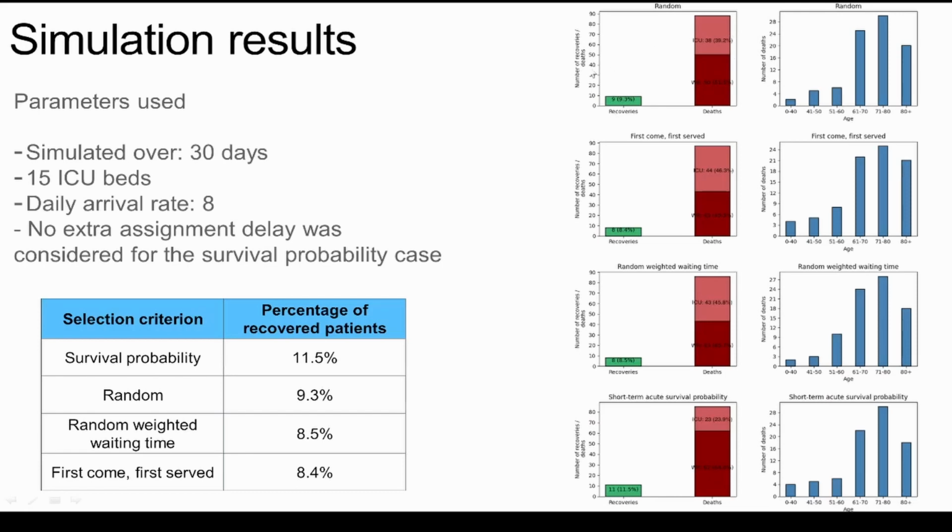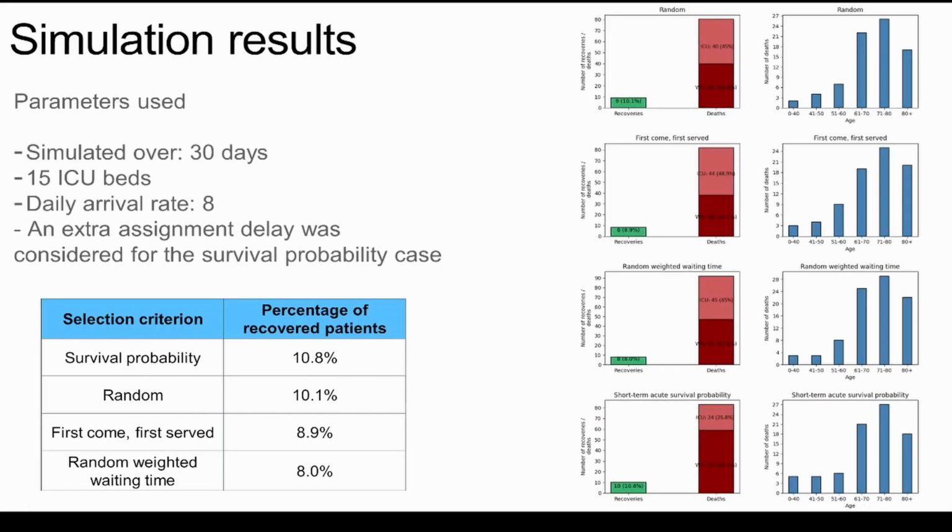In this first simulation, we have an arrival rate of 8 patients per day, and we do not consider any kind of extra time that the physician might need for assessing the survival probability of each patient before assigning them to an ICU bed. As we can see in the figure and summarized in the table, the survival probability selection criterion yields the highest percentage of recovered patients. In second place, with a difference of only 2.2%, follows the random criterion.